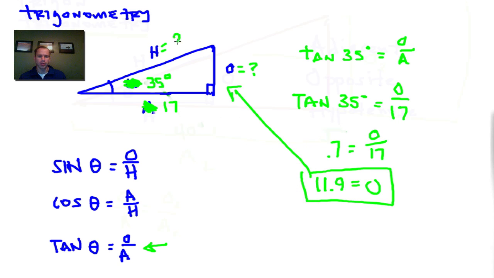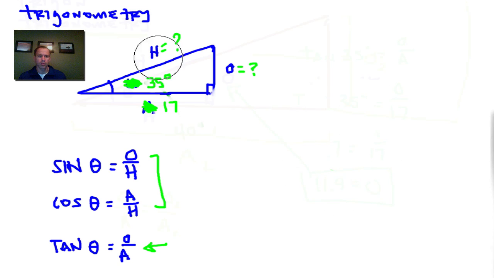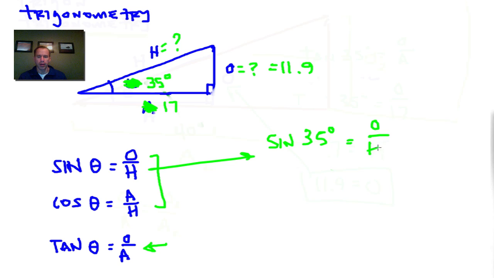Okay, say we want to know the hypotenuse. Well, now we know the adjacent side and the opposite side, so we can use either of these. All right, let's go ahead and use that opposite that we just calculated. So for this one, let's make a little space. So we know that this is 11.9, calculated before. So we want to know H. So let's use sine. So the sine of 35 degrees equals opposite over hypotenuse.